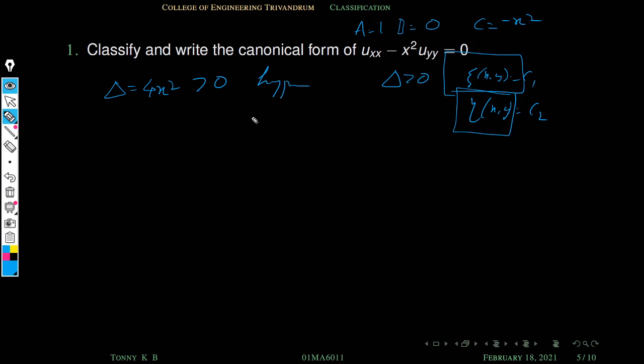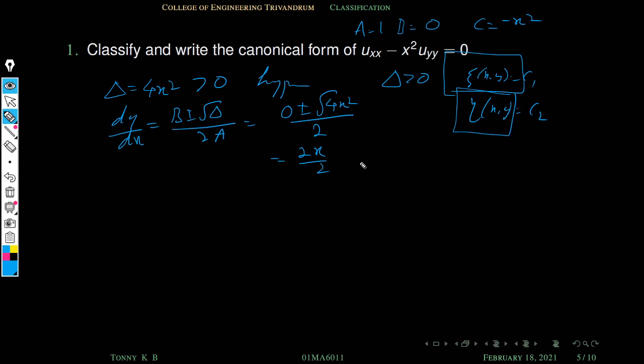Then I think we already evaluated its characteristic. The characteristic is given by the formula dy by dx equal to b plus or minus square root of the discriminant, divided by 2a. So here B is 0, plus or minus square root of 4x square, divided by 2a, that is 2. So this is equal to 2x by 2, and the other one is minus 2x by 2.